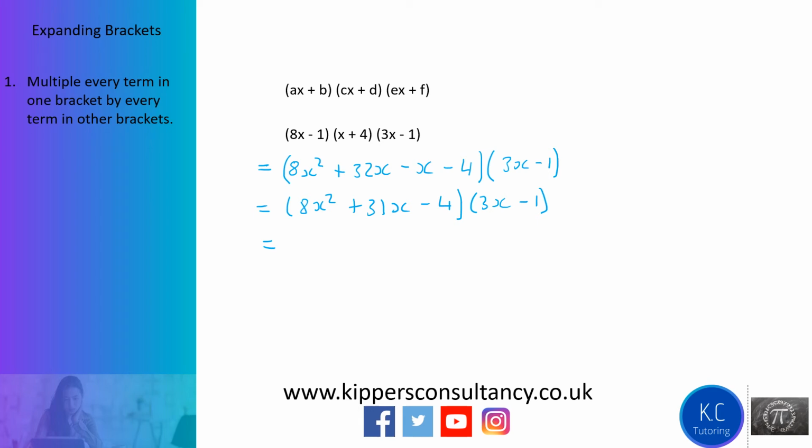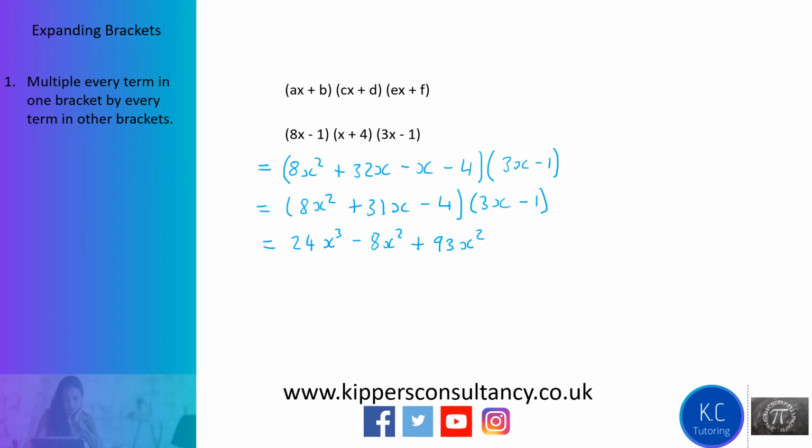So first of all, I have 8x squared, and I'm going to multiply that by 3x. Well, 8 3s are 24, and x squared times x is x cubed. Next, I'm going to multiply the 8x squared by minus 1. So that gives me minus 8x squared. Then I'm going to multiply the 31x by the 3x. 31 times 3 is 93, and x times x is x squared. So I get plus 93x squared.